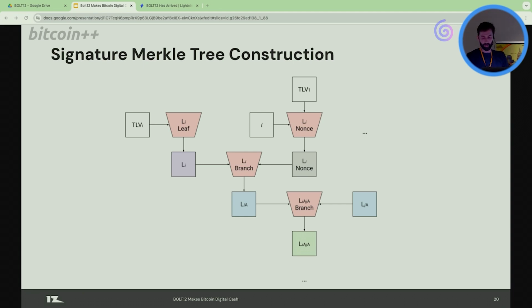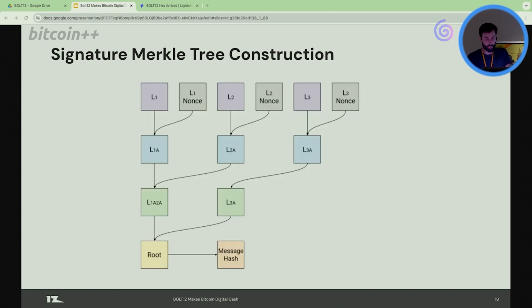Some reasons why we use this Merkle tree here: if you sign a message, you could selectively reveal parts of what you signed using this construction. And by having a nonce next to the TLV record, you're preventing exposing the adjacent record, I believe is the reason for that.